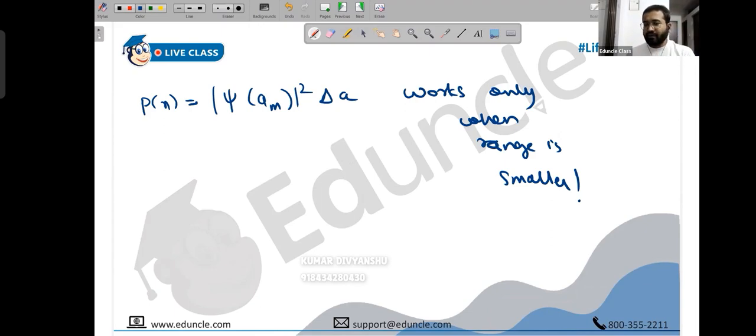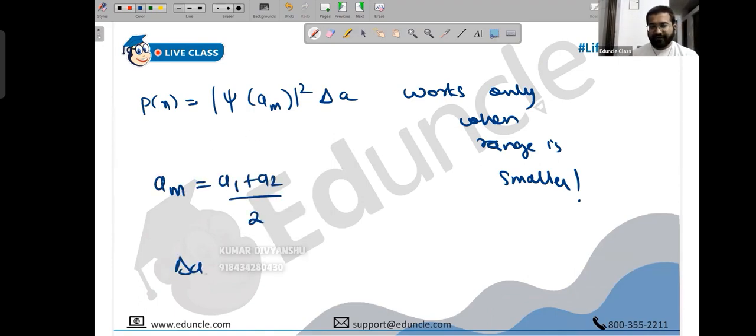So it's not how much. Use it for 0.2, 0.4, 0.6, that is fine. Like for example, 0.49 to 0.51. Range is 0.02. Here you can use that. So what is a mean? A mean is a1 plus a2 by 2. And what is delta a? The difference, a2 minus a1.